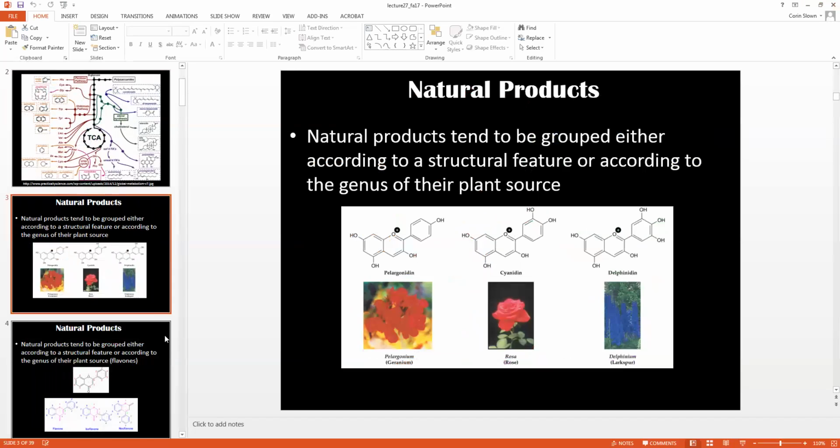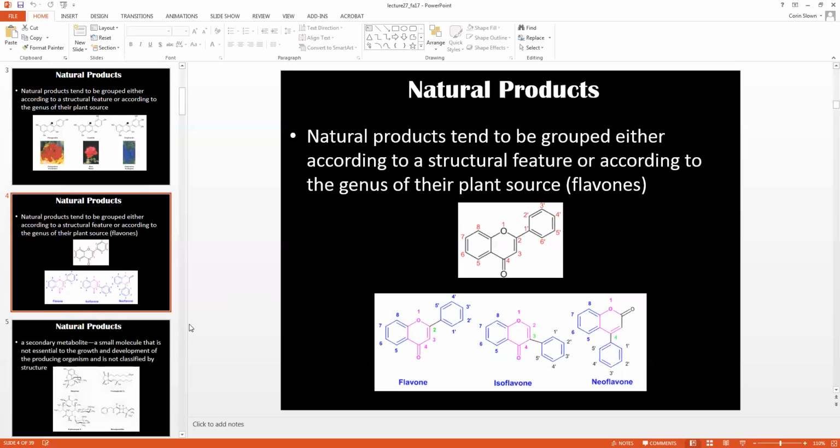Natural products as a whole tend to be grouped either according to structural features or according to where they come from, so what genus of plant source. For example, these are some examples of floral chemical compounds and the different flowers that they come from. Notice if you were to examine this, you would say that structurally they're very similar. In fact, there are very few differences between these chemical compounds. So these are examples of flavones: flavone, isoflavone, and neoflavone. Notice these are all isomers of each other.